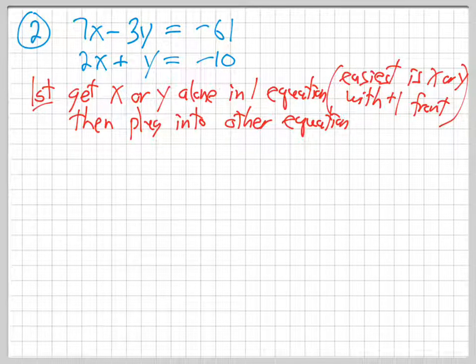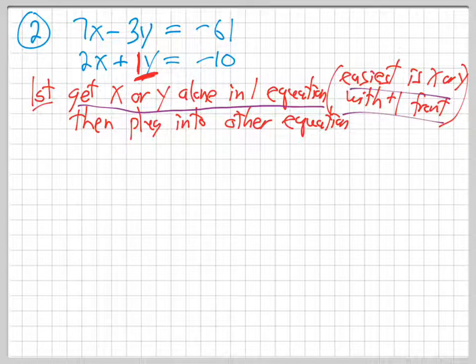That would be the easiest place. So that's going to be this right here. This y has nothing in front, which means it's got a positive 1 in front. So that's going to be the easiest one to start with in that equation. So I'll start there, get the x or y alone in one of the equations, and the easiest one is an x or y with a 1 in front.